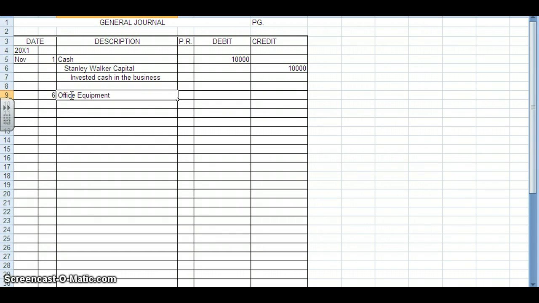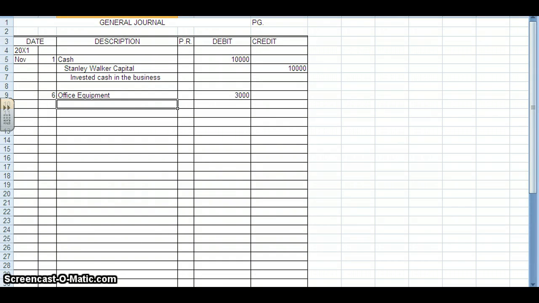One thing to remember is you always use the account title when you are recording the debits and credits. You wouldn't say purchased office equipment. It's not a description here. It's the actual account title that the business would have in their chart of accounts. And this was for $3,000.